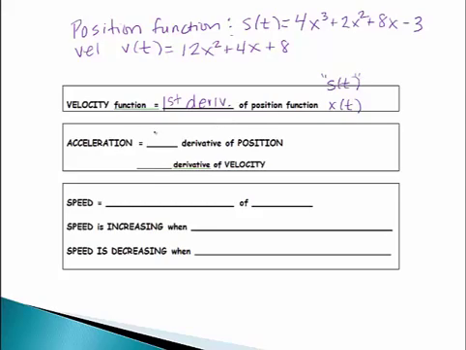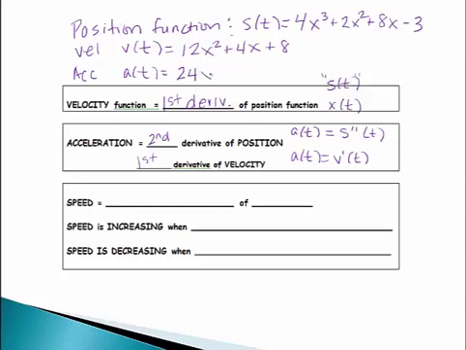Now your acceleration is going to be the second derivative of your position. So acceleration is a of t, which is the second derivative of your position, or we can call this the first derivative of the velocity. But in either case, we're going to use a of t, so now take the derivative of this one. So that would give me 24x plus 4. So it goes position, take the derivative, you get velocity, take the derivative, you get acceleration.